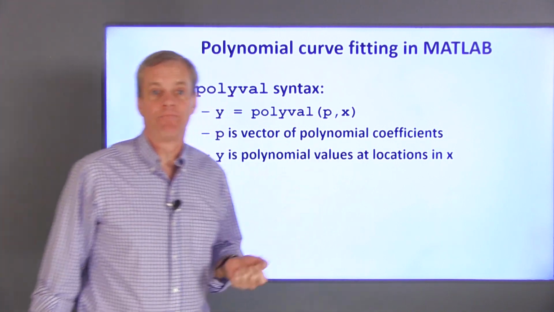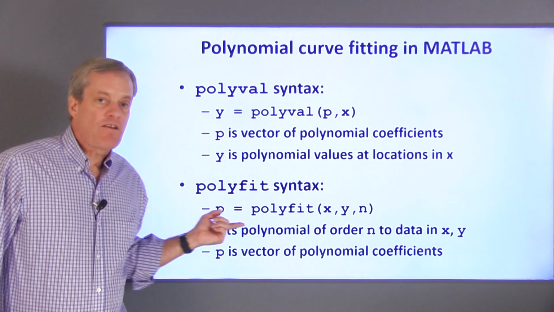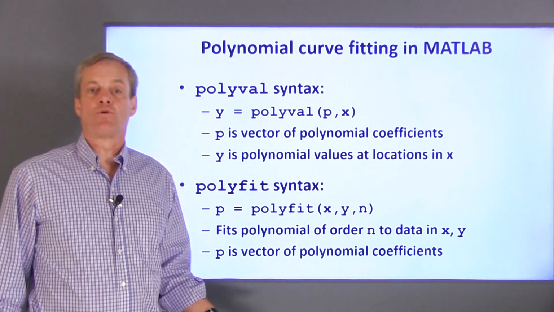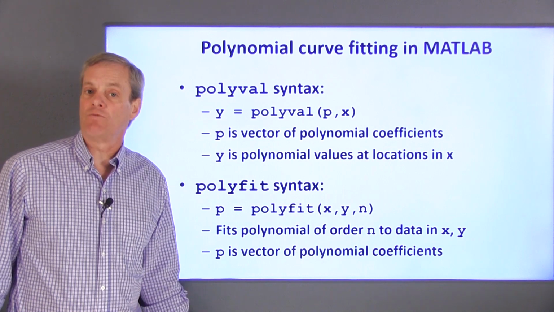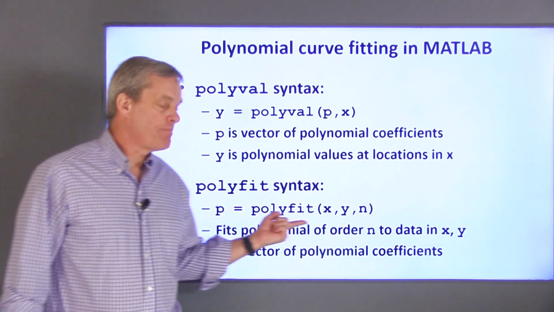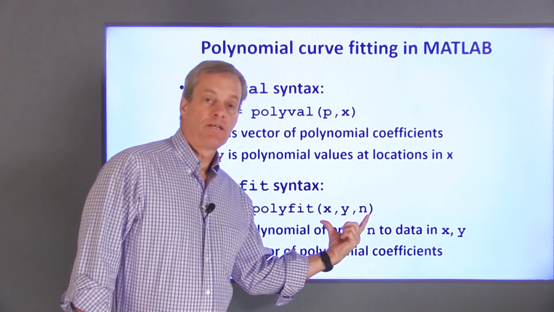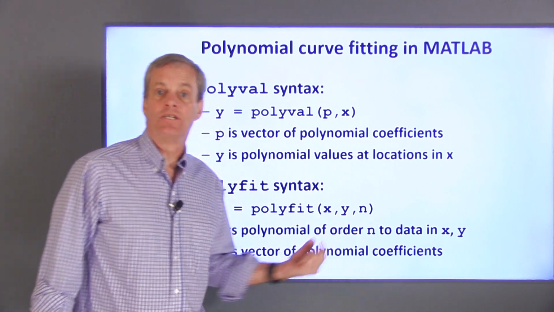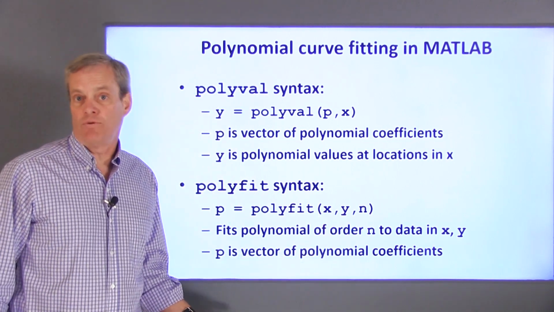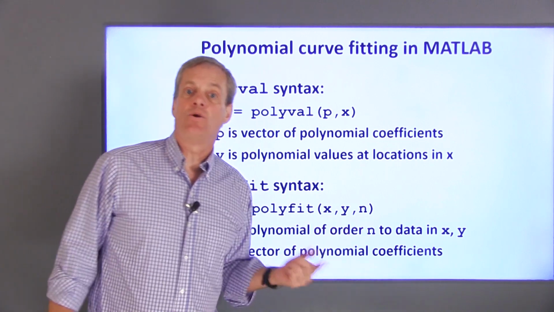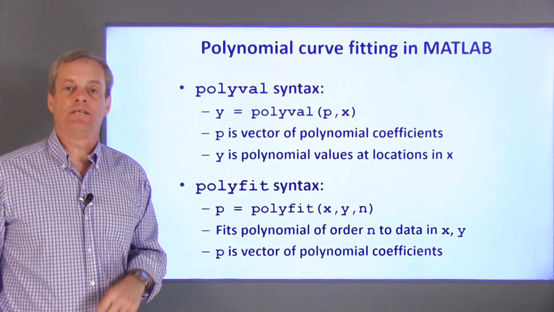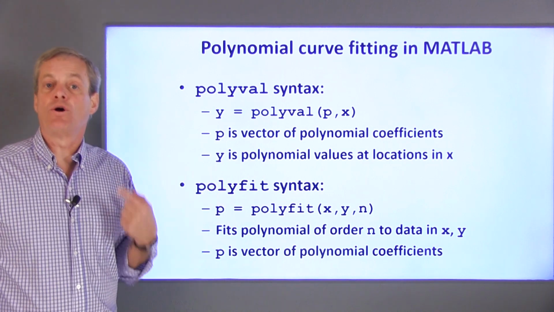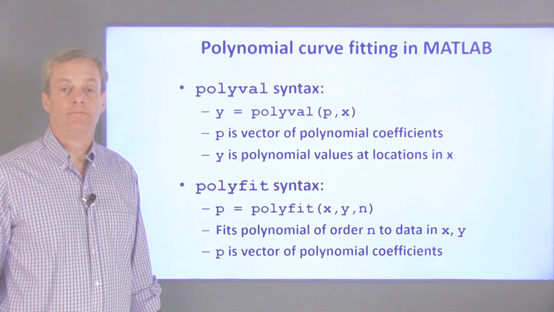The function returns an array y, which corresponds to the values of the polynomial at the values given in the array x. The polyfit function does a least squares curve fit of an arbitrary order polynomial to a set of xy data. The syntax is polyfit of x, comma, y, comma, n. The x and y vectors contain the x and y values of the data points, and n is the order of the polynomial to be fit to the data. A vector p is returned, which contains the coefficients of the polynomial.